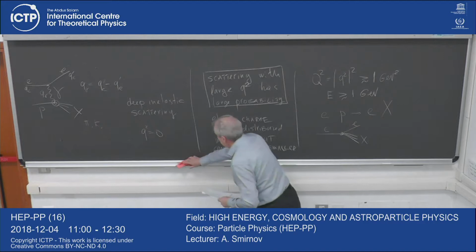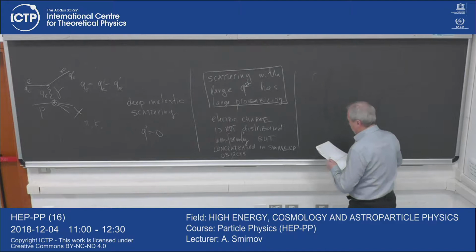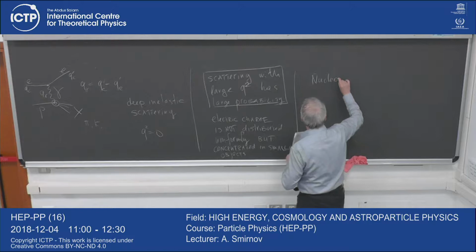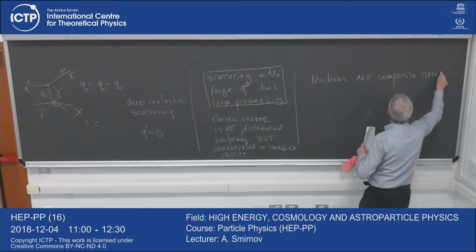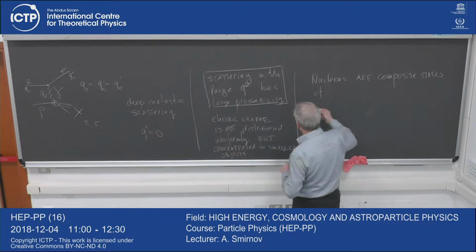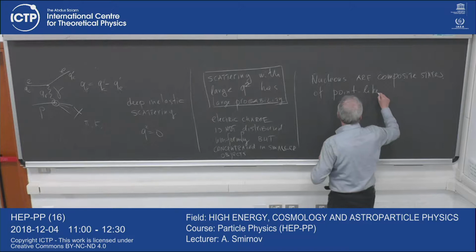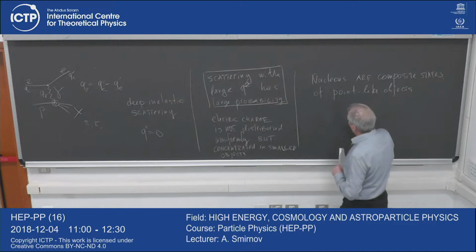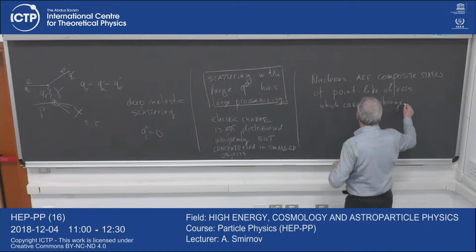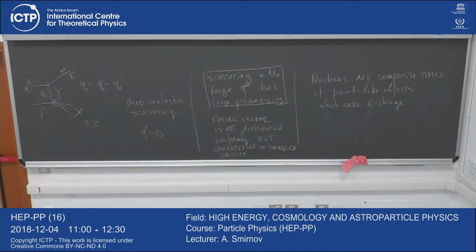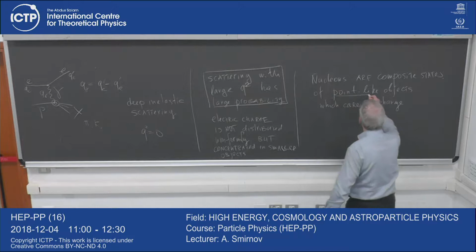So, this means that nucleons, or protons, neutrons, are composite states of, in the first approximation, point-like objects which carry the electric charge and also weak charge, because the same kind of qualitative result has been obtained in scattering of neutrinos. And neutrinos probe the so-called weak charge of the particle. So these point-like objects are called partons.